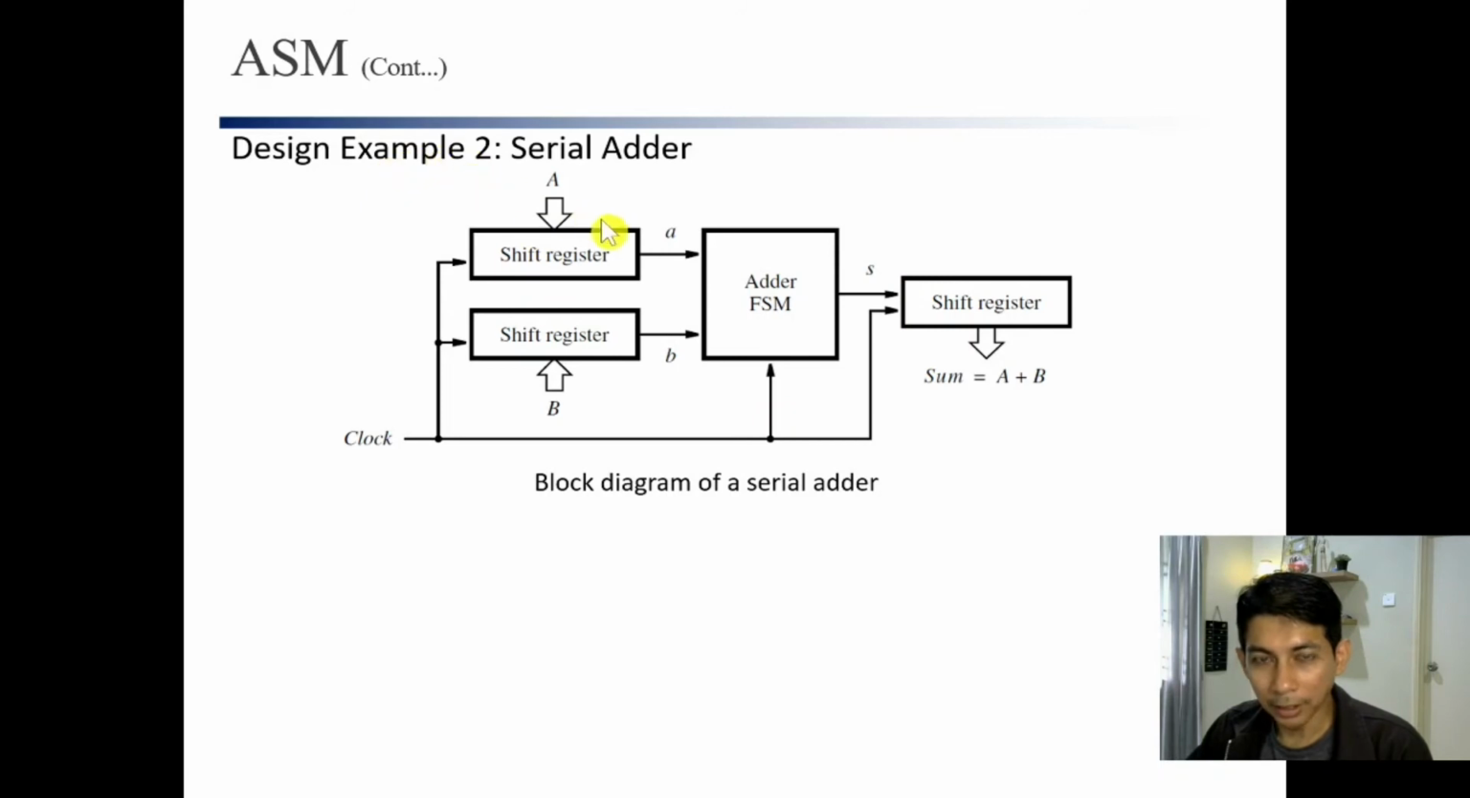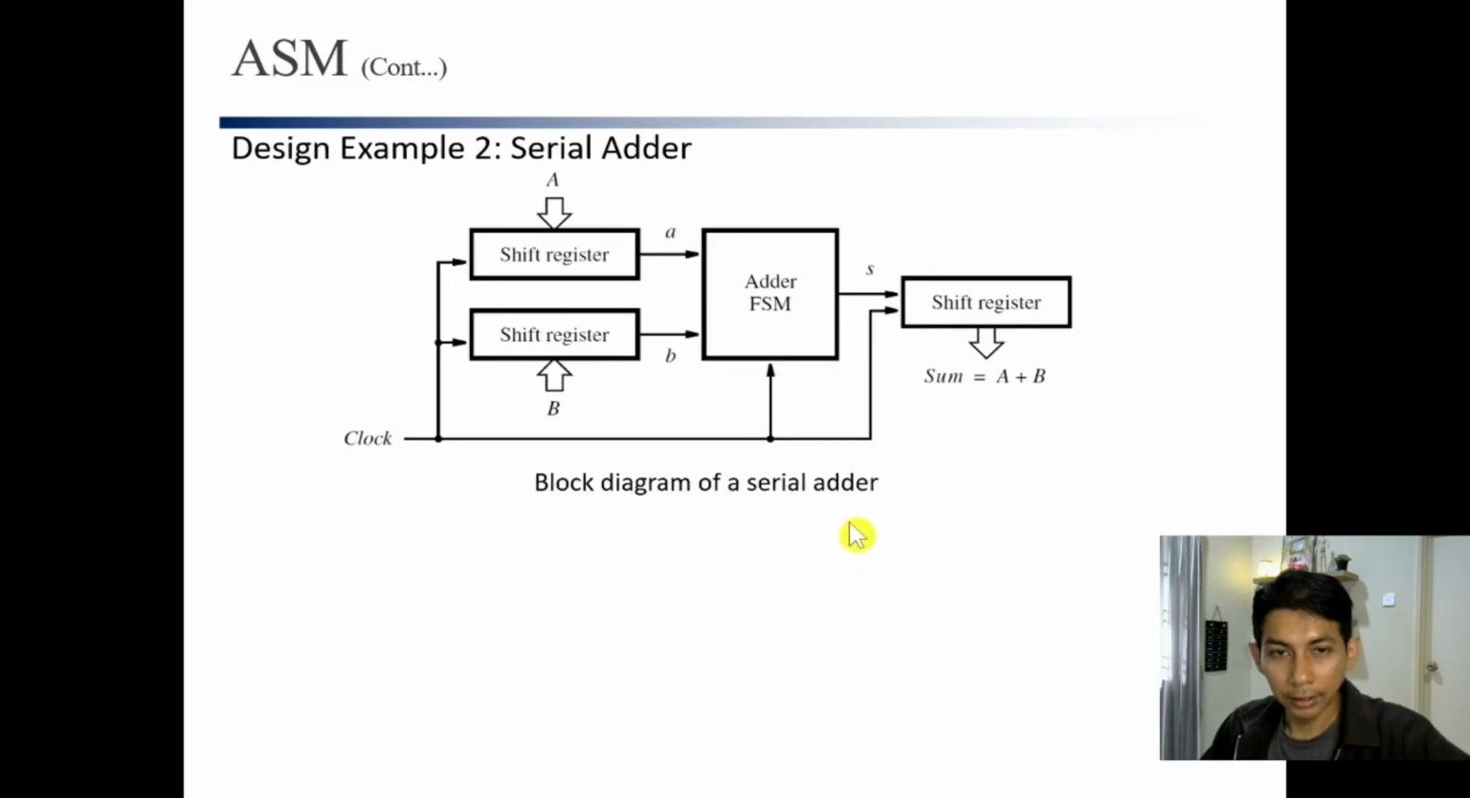All right, now let's look at this example. The second example, the serial adder. Before this, in chapter 2, we designed a parallel adder, where we add the numbers in parallel. We have A, for example 4-bit, and B, 4-bit, and we add them in parallel.